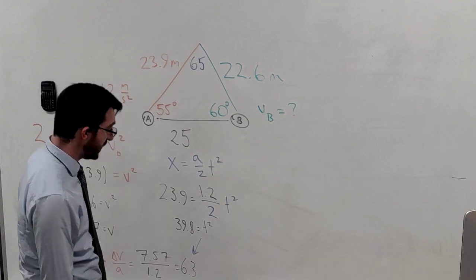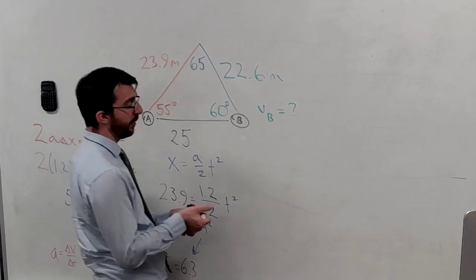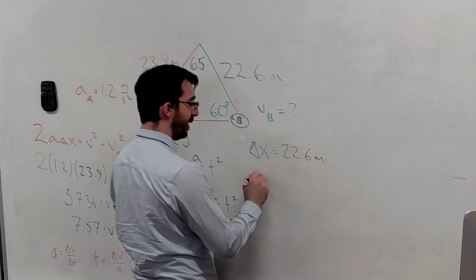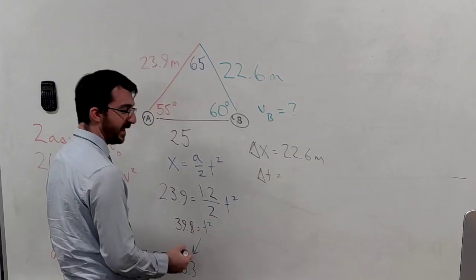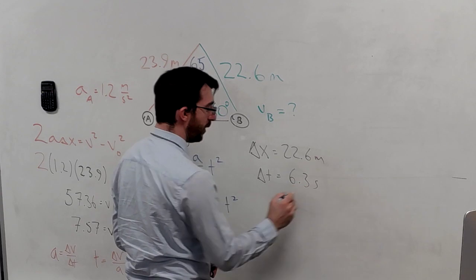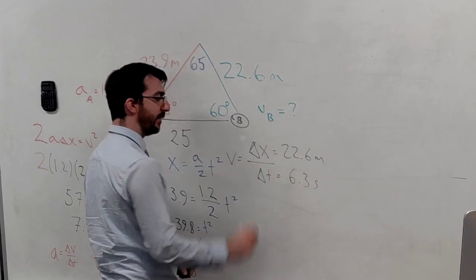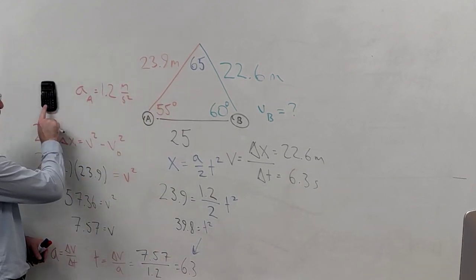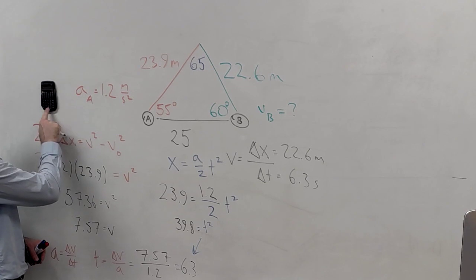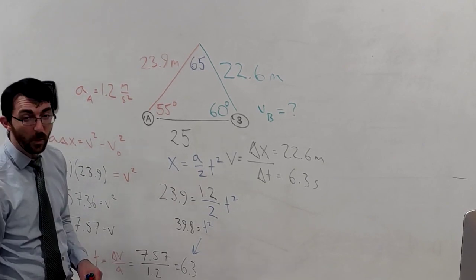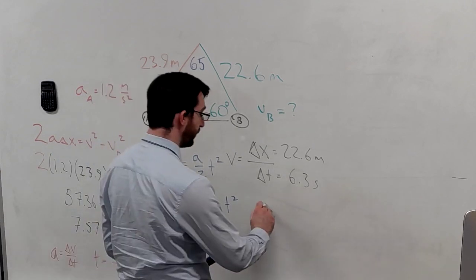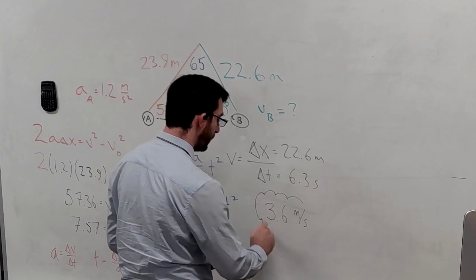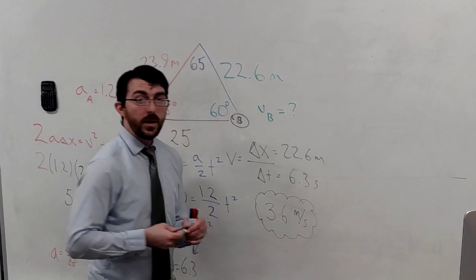So at this point, I just need to know if you're going to have a delta x of 22.6 meters and a delta t of 6.3 seconds, what's that velocity? So it's going to be 22.6 divided by 6.3. 3.6 meters per second. Okay, there you go.